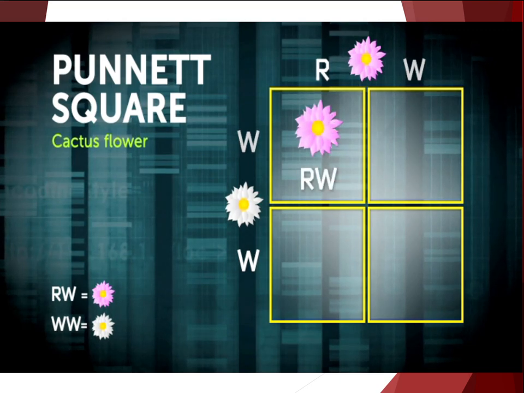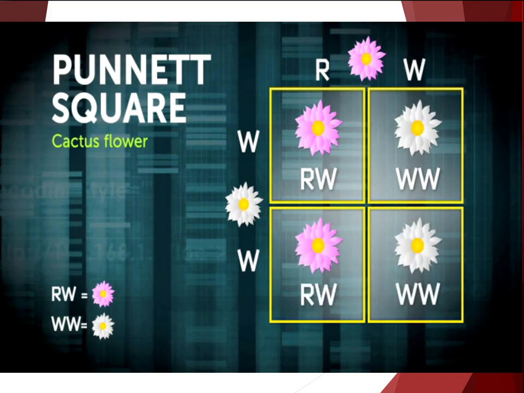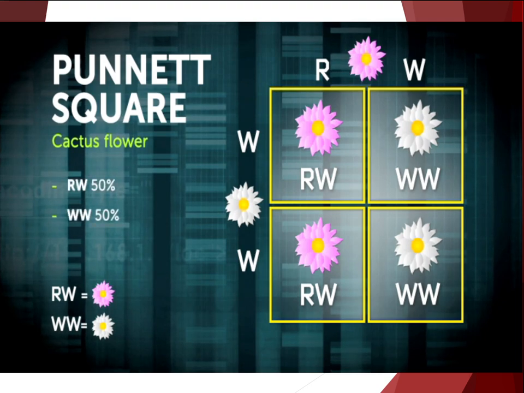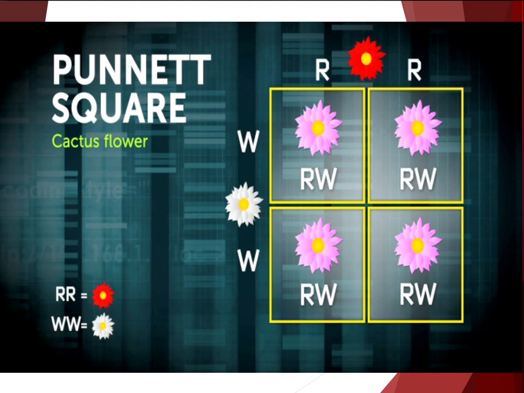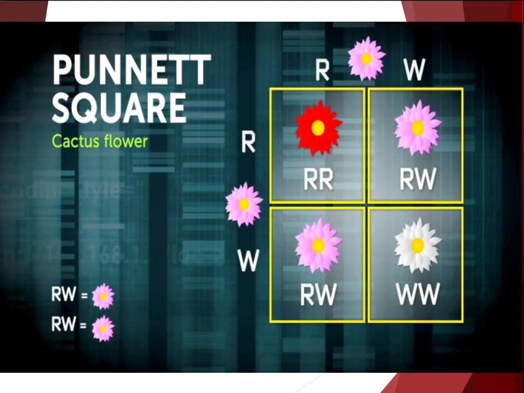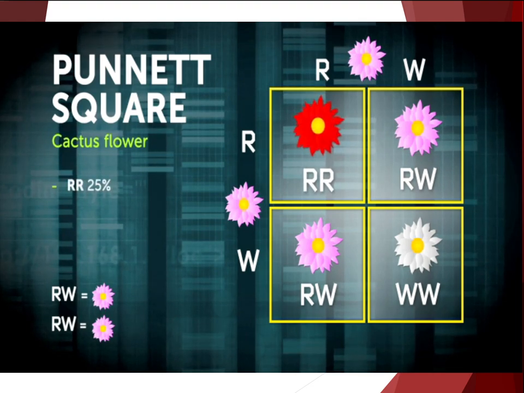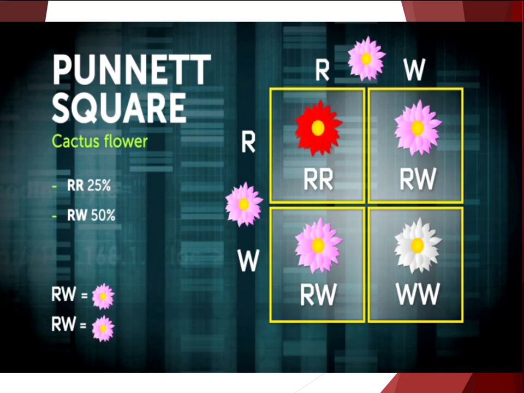Using the Punnett square, we can see that the probability of the offspring having a genotype of RW, or pink, is 50%, and WW, or white, is 50%. If a red flower had an RR combination and was crossed with a white flower with a WW combination, the Punnett square shows us that 100%, or all, of the offspring would be pink flowers. If two pink flowers were crossed, we can see that the probability of the offspring being RR, which is red, is 25%, RW, which is pink, is 50%, and WW, which is white, is 25%.